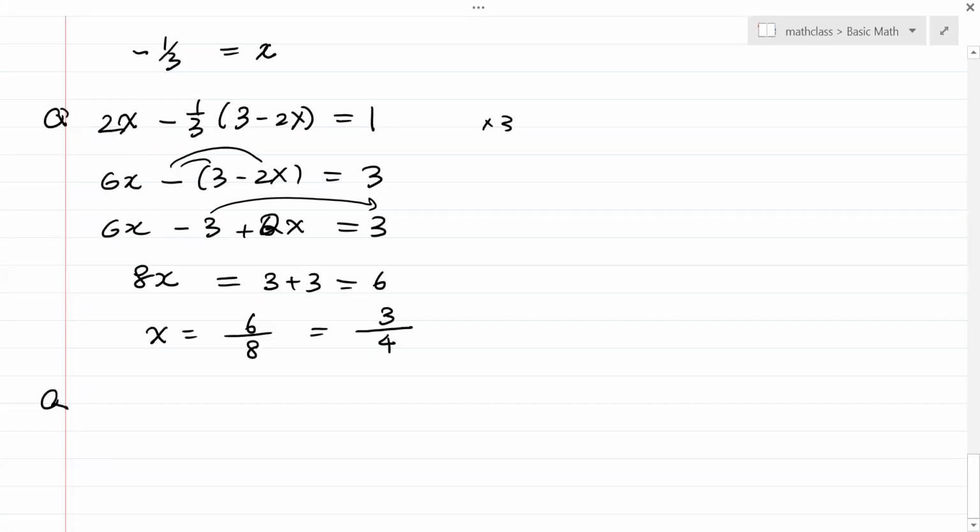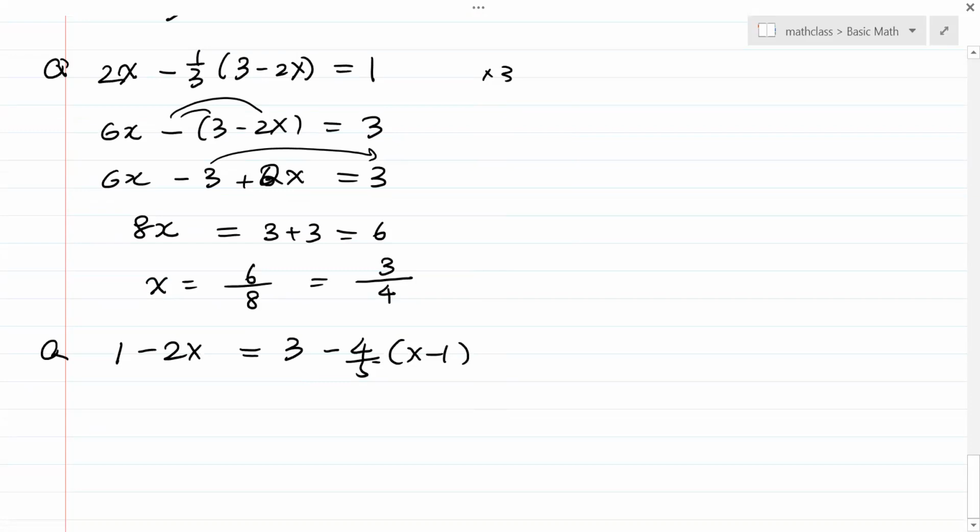Okay, let's try the next one. I hope from now on you always get the right answer. The more likely you get a fraction, the chance to get an integer is very low, because I randomly write the problem. I carefully check that. So it's going to be 1 minus 2x equals 3 minus 4/5 x minus 5. Please do that. Give me 1 minute.